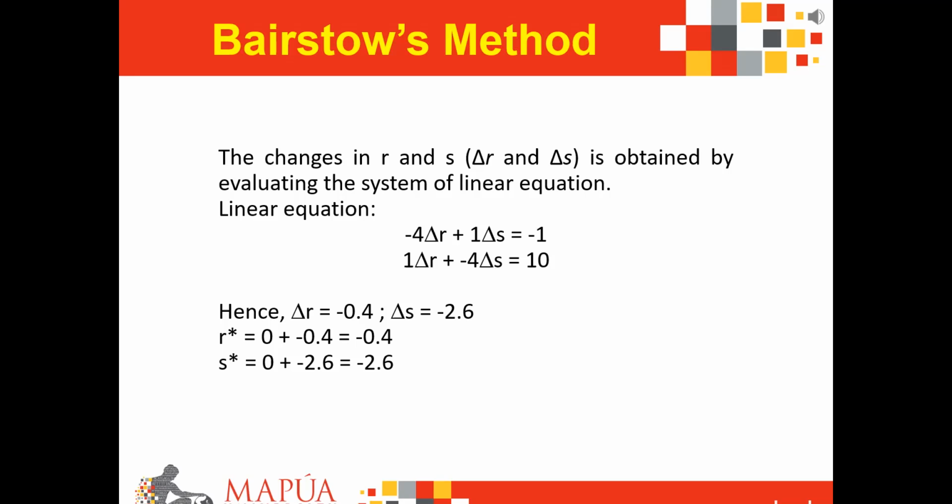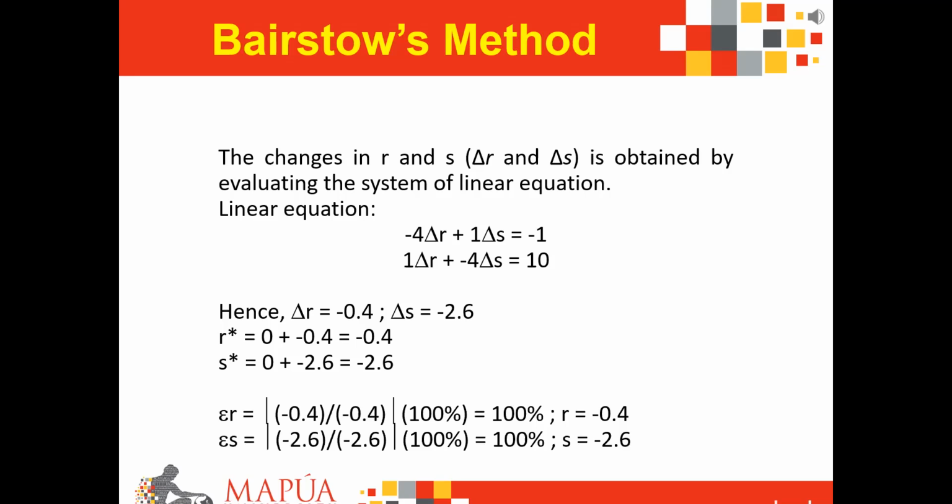Hence, our new value of R would be the previous R, which is 0, plus -0.4, giving us -0.4. Our new value of S would be 0 plus the change in S, which is -2.6, therefore giving us a new value of -2.6. If we then try to establish the errors for these particular values of R and S, we'd end up with both having 100%. Thus, we simply repeat the process since the terminating condition was not satisfied.